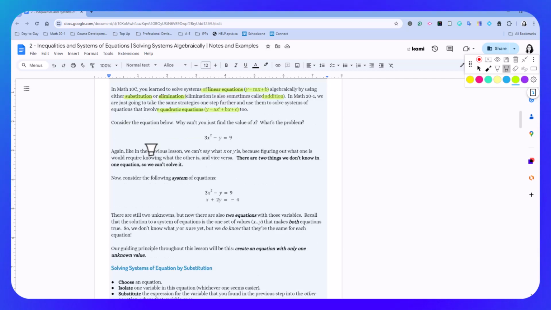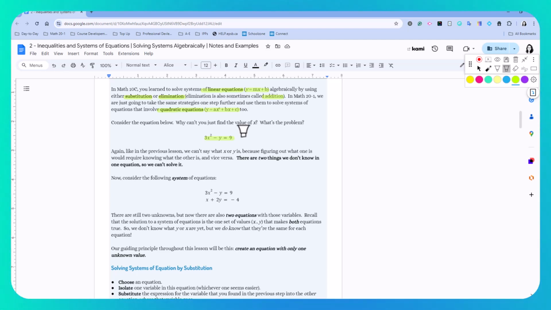Now, let's consider the equation below. Why can't you just find the value of x? What's the problem? We have 3x squared minus y equals 9. Well, you may be saying that we can't say what x or y is because we don't know what the other one is. For instance, we don't know what y is to isolate the x, and we don't know what x is to isolate the y. In other words, there are two things we don't know in one equation, so we can't solve it.